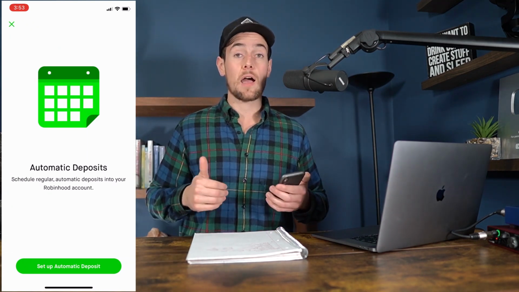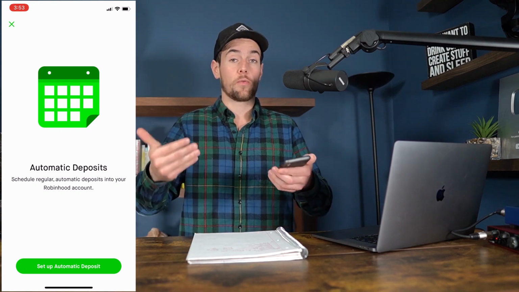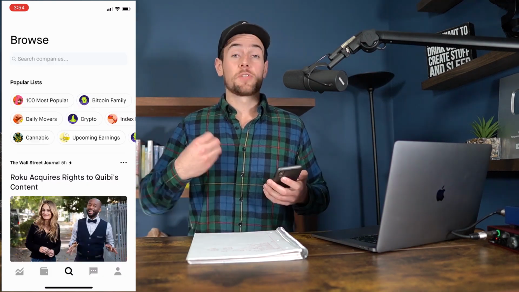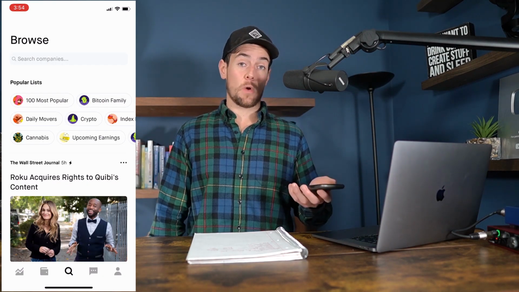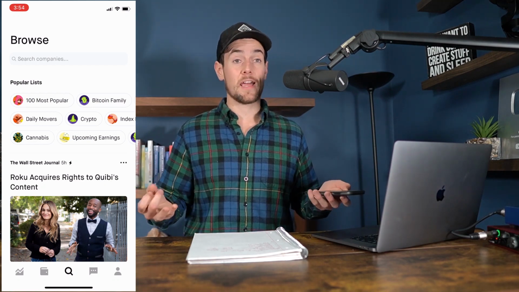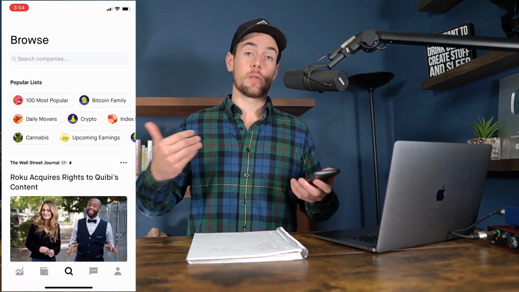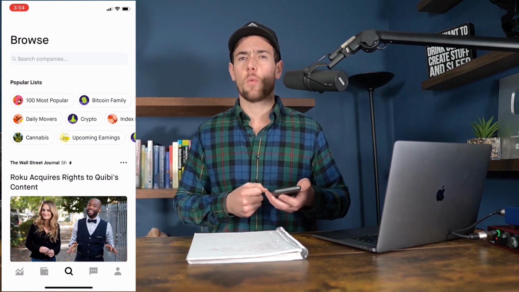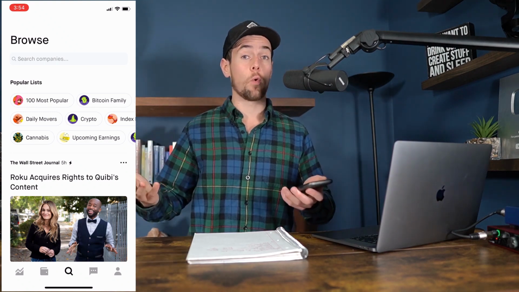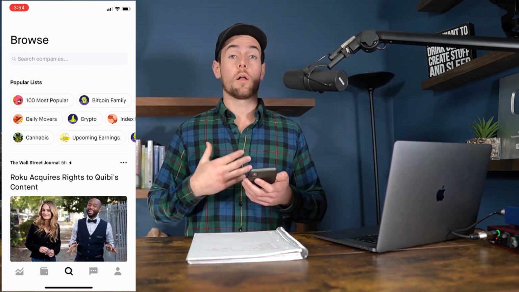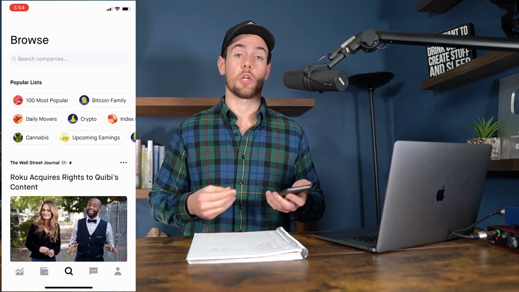What we're going to do now is show you how to purchase your first stock on Robinhood. So in order to purchase a stock on Robinhood, the first thing you have to understand is what stock you actually want to buy. So let's say, for example, you've done some research and you decided that you want to buy one share of Ford stock. Well, now let me show you how to purchase 1 share of Ford.